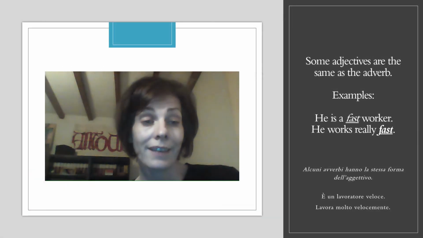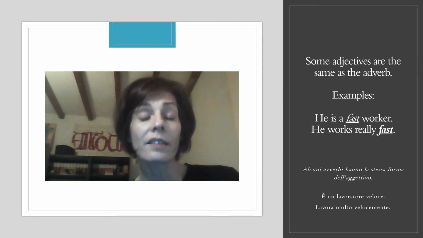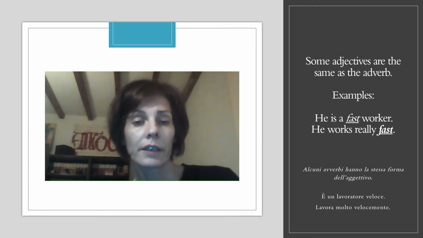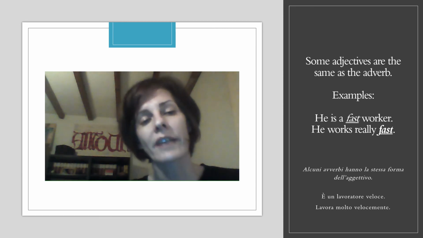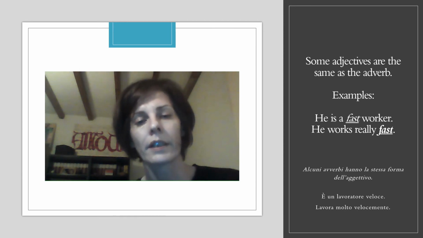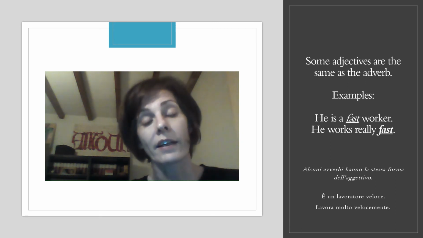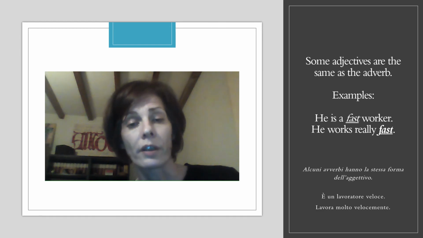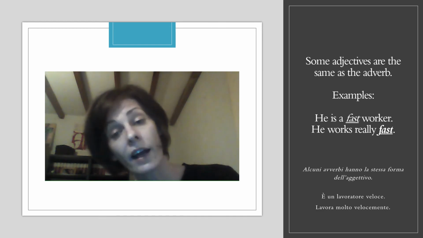In some cases in the English language, some adjectives are the same as the adverb. Examples of this case are: he is a fast worker, but he works really fast. In the first case, you have the adjective, a fast worker. In the second one, fast is an adverb. How does he work? It adds information. He works really fast.